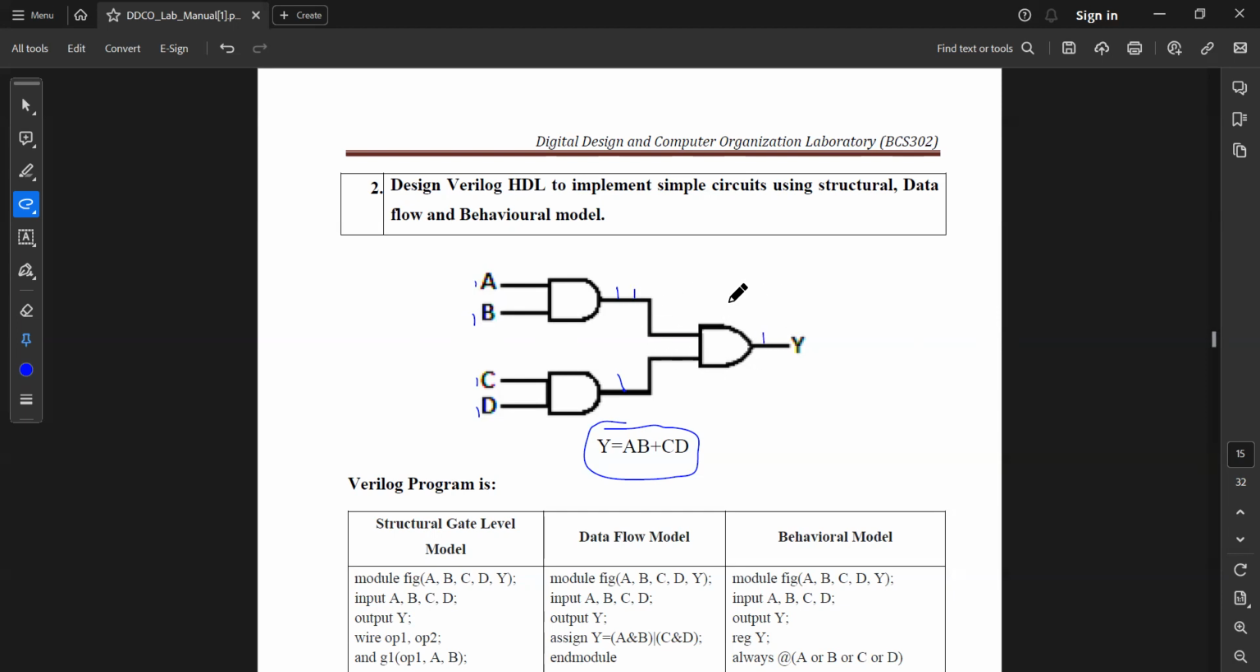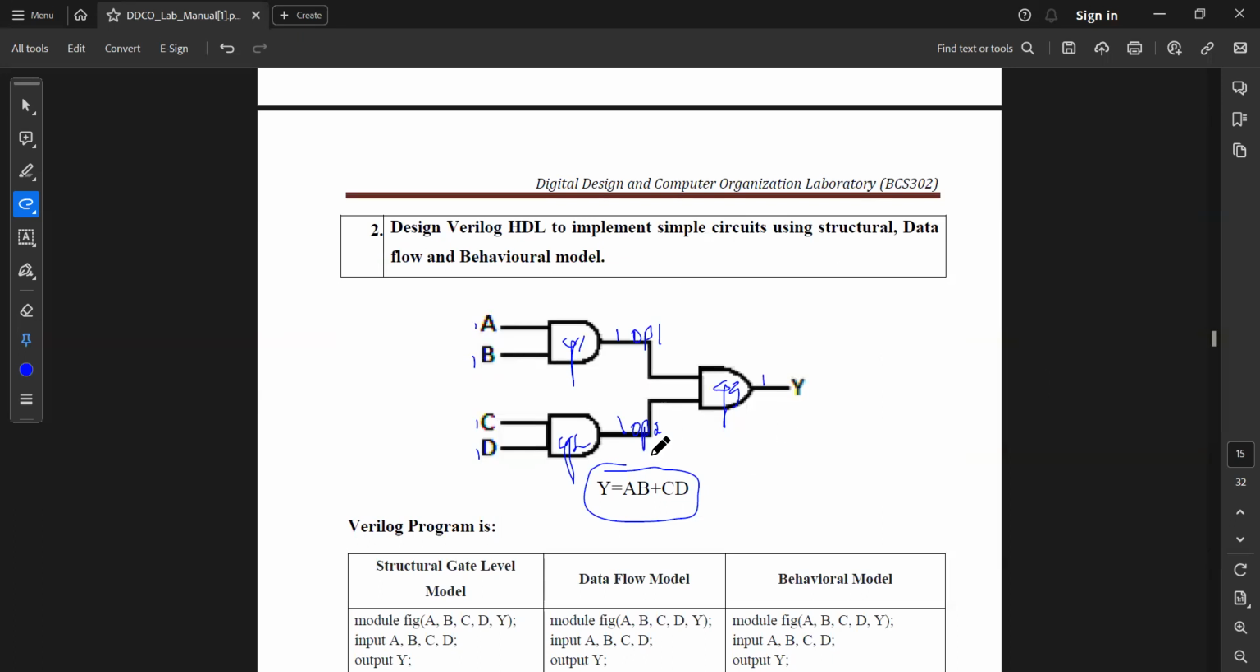Before going through the OR gate, there is a wire here. Let's name this wire as OP1. It will be easier for us to write the program if we name everything. And for C and D, the output will be OP2. And let's name the gates as well. This as G1 and G2 and G3. See, all of them are named.